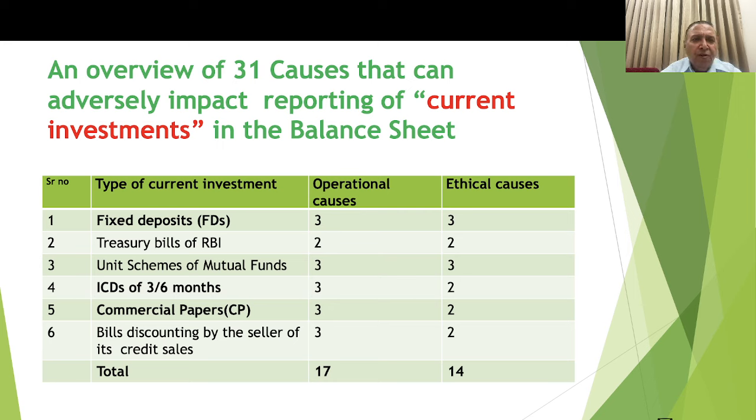This is an overview of 6 types of current investments, and as you can see from this table, in the second column I have given the name of the current investments, and column number 3 is the operational causes, and column number 4 is ethical causes. So there are overall 17 operational causes and 14 ethical causes. For example, in the fixed deposits, there are 3 operational causes and 3 ethical causes. Treasury bills of RBI, 2 operational causes and 2 ethical causes, and so on and so forth. The listing of causes I will be sharing in my subsequent slides.